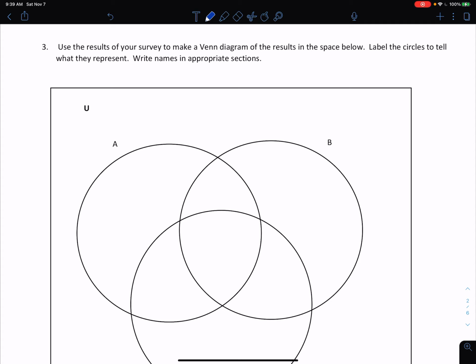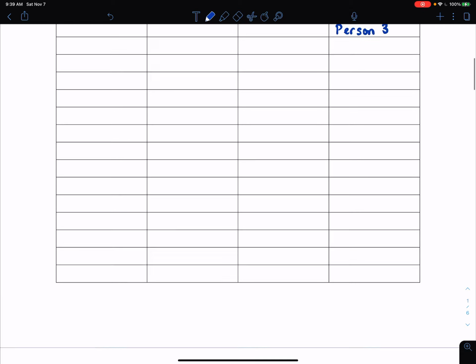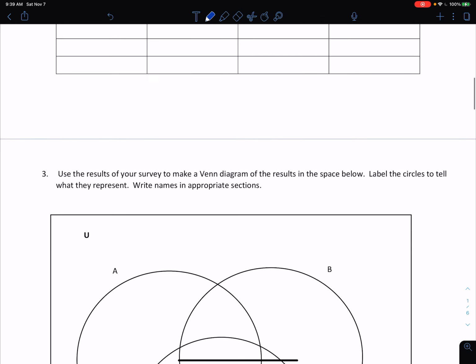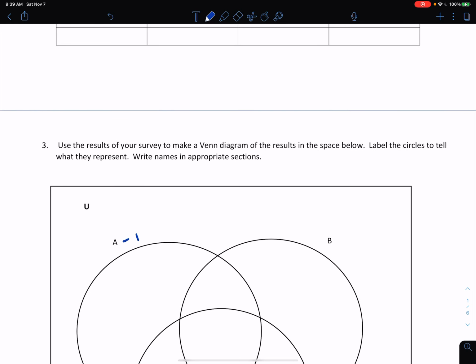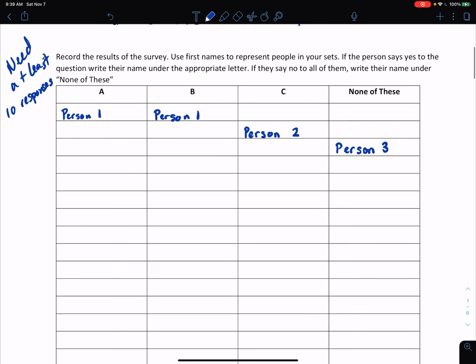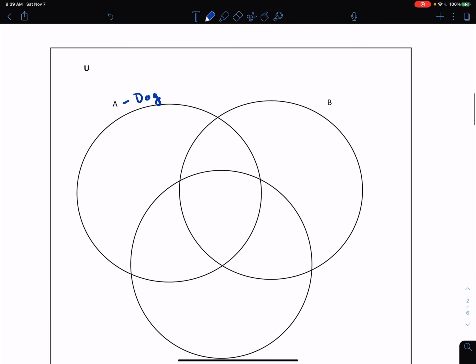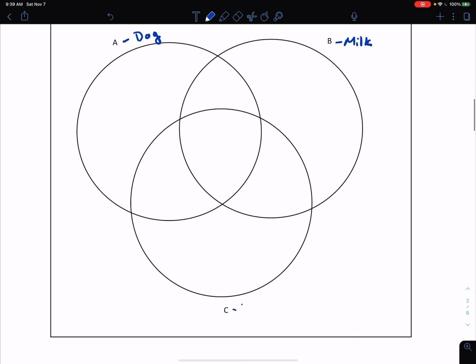You're going to label the circles to tell what they represent, and you're going to write the names in appropriate sections. So for example, my A was who owns a dog, so I would put dog for part A. My part B is who drinks milk every day, so I would say milk. And my part C is who had a brother, so I would say brother.